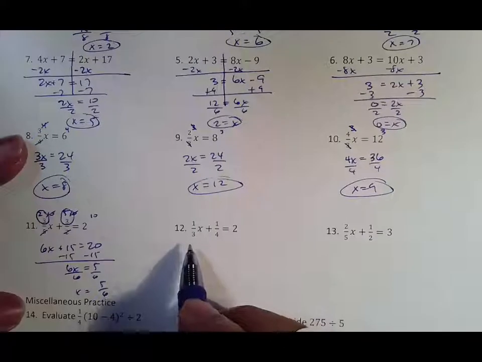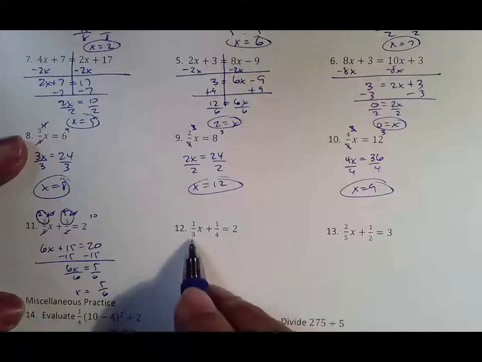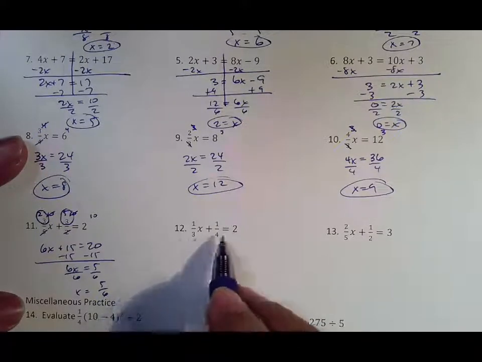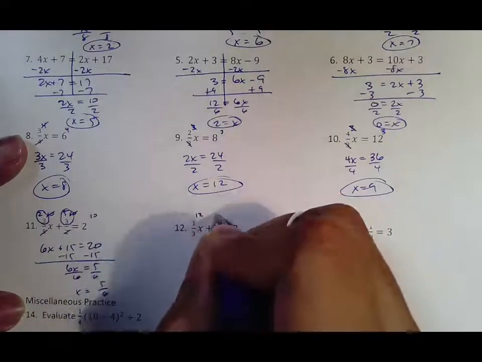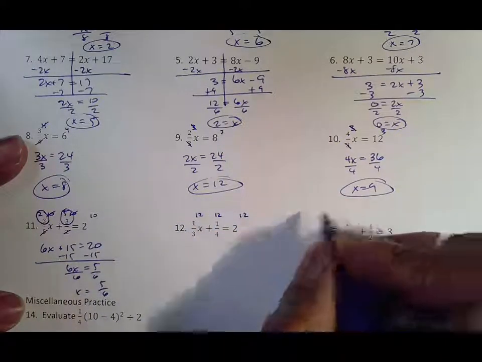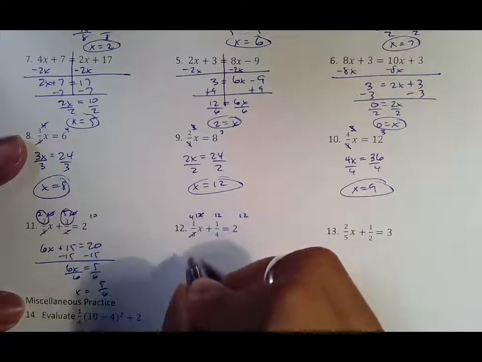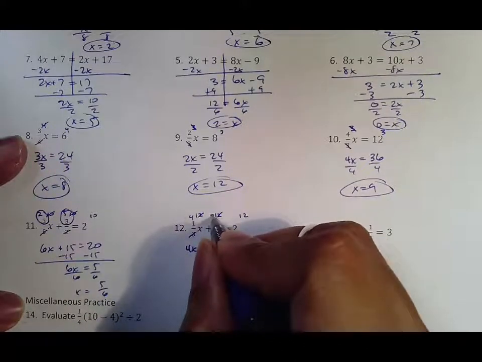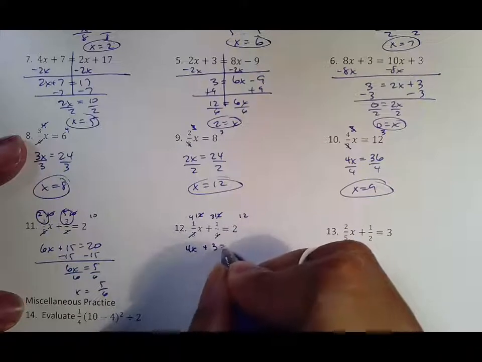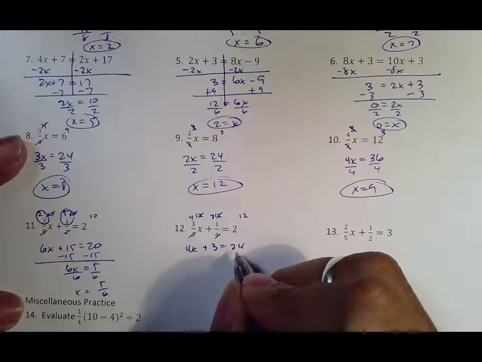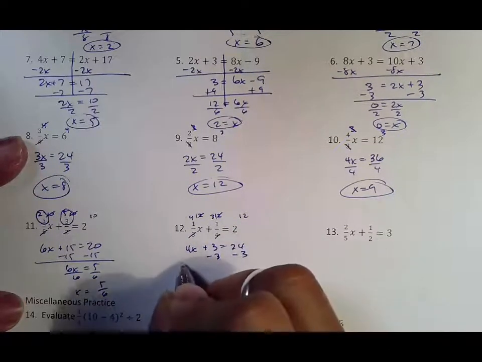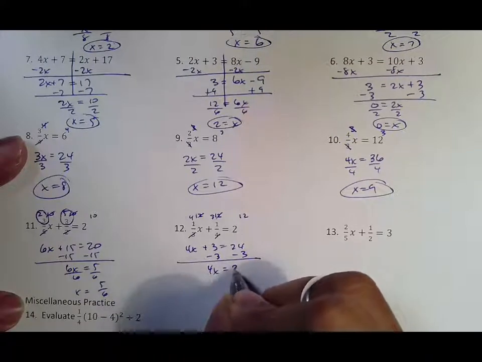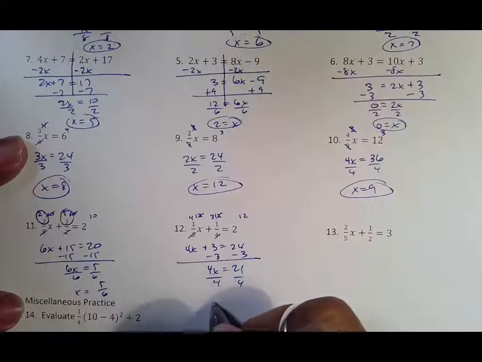Same thing here. 1/3 x plus 1/4 equals 2. You have a 3 and a 4, which meet at 12. 3 times 4 is 12. So that's going to be what I use here. 12 divided by 3 is 4. So that makes 4x. 12 divided by 4 is 3. 3 times 1 is 3. And then 12 times 2 is 24. From there, again, just carefully make sure you take the proper steps to get to where you need to be.